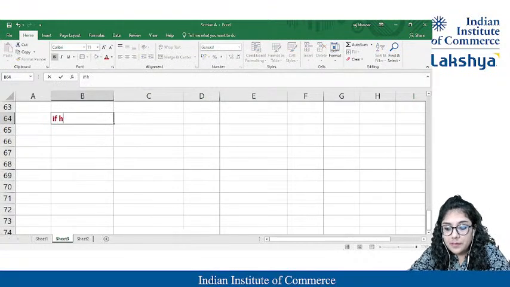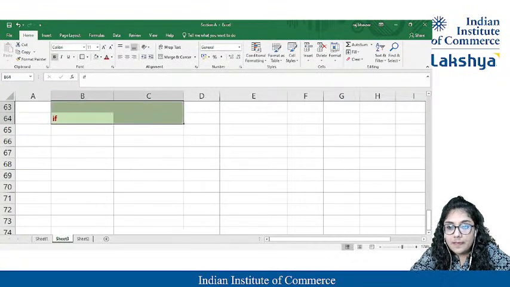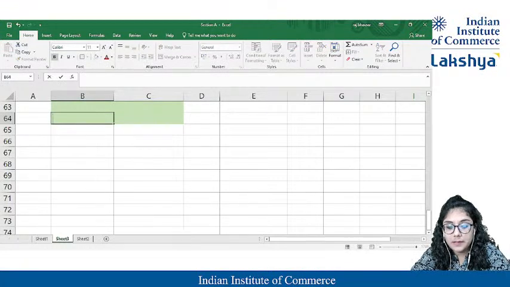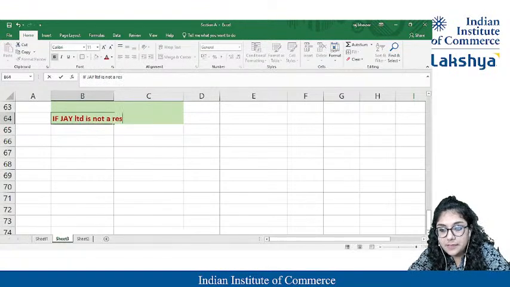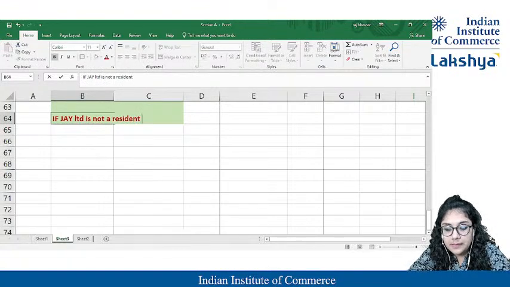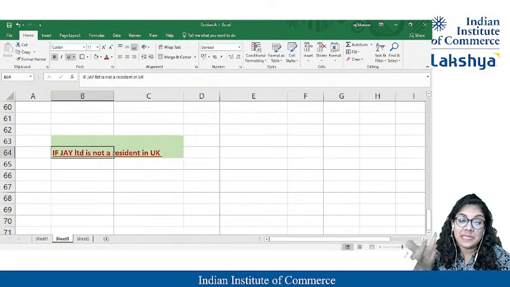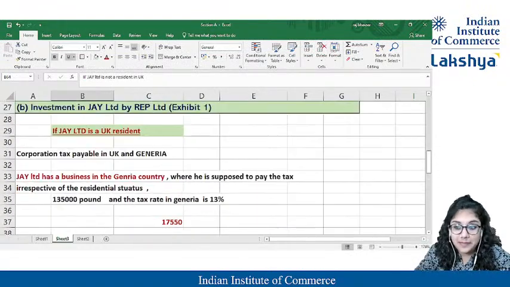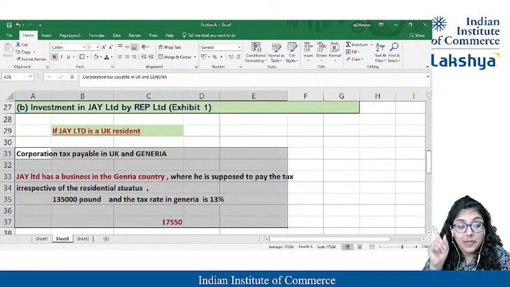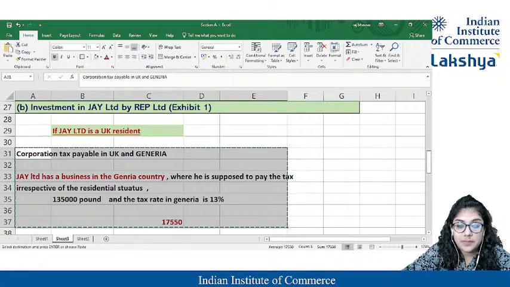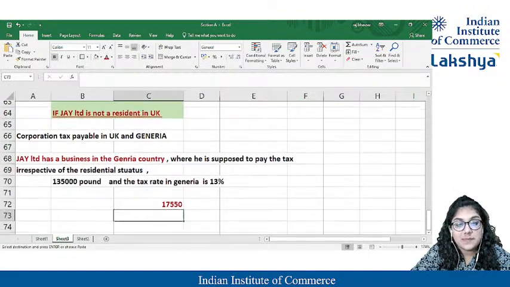So I'll write it over here. If Jai Limited is not a resident in UK, then it's very easy, nothing to be taken care of. Whatever taxes he paid in that country, that is only this much corporate tax paid. Only the taxes which he paid in that country were supposed to be taxed, at the rate of 13%. I'll copy it and paste it over here, 17,550. Students, that's all. He has to pay this much tax in that country.